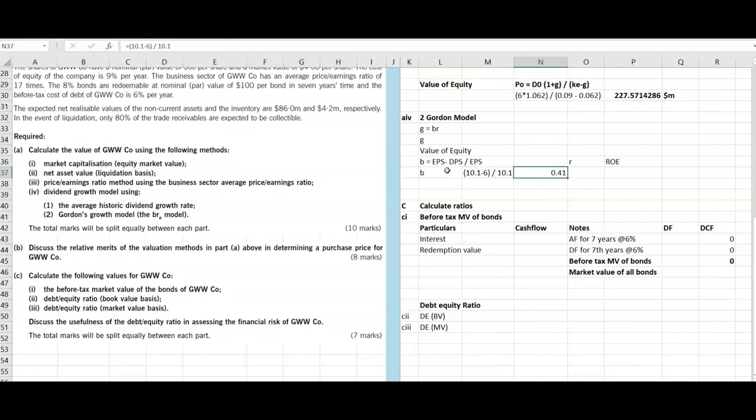Okay, so the B has come to 0.41. So now we have to find out the R. The R is an ROE. So ROE refers to return on equity. So return on equity can be: the numerator is the profit after tax and the denominator is the equity.